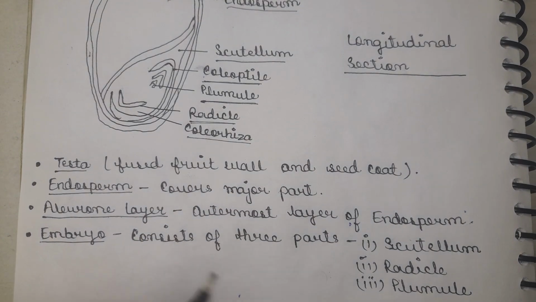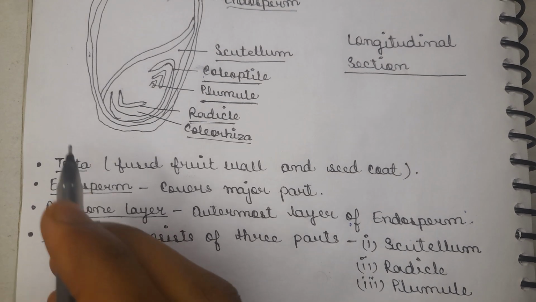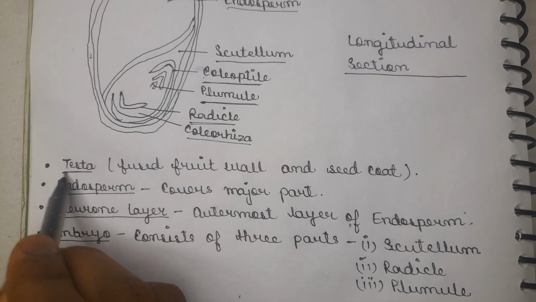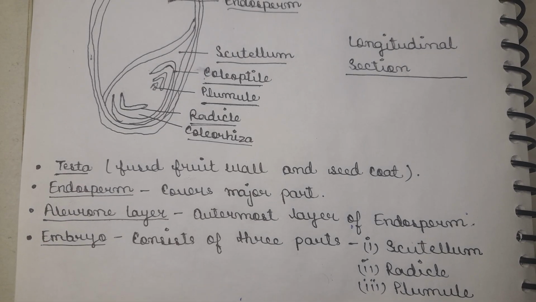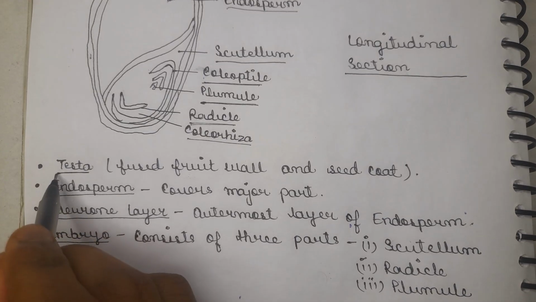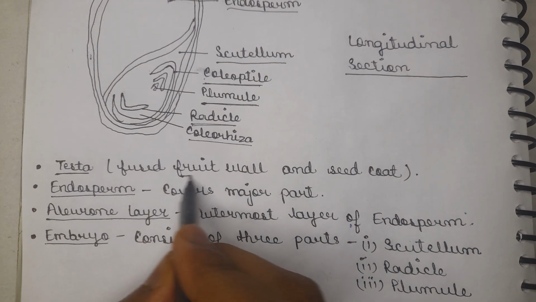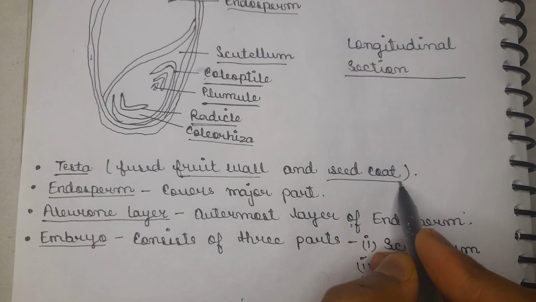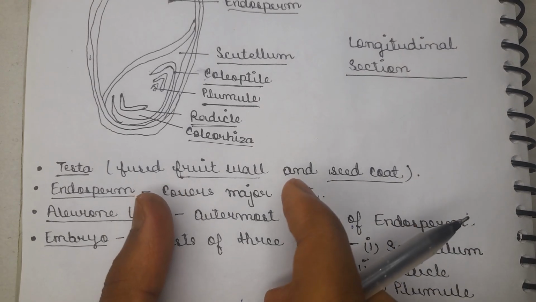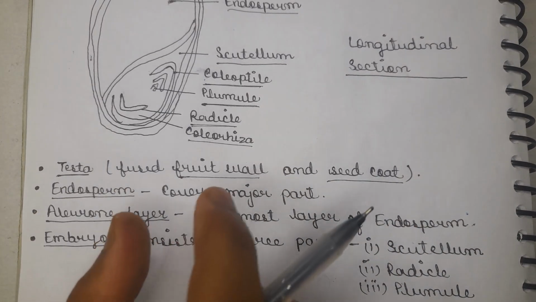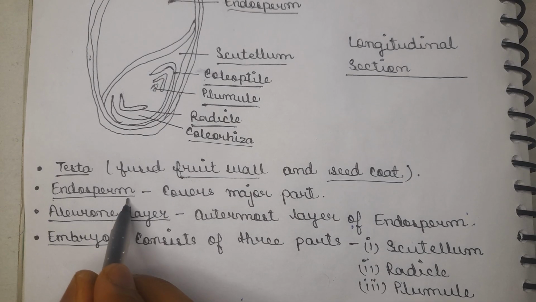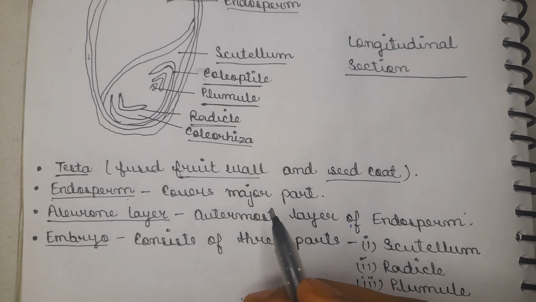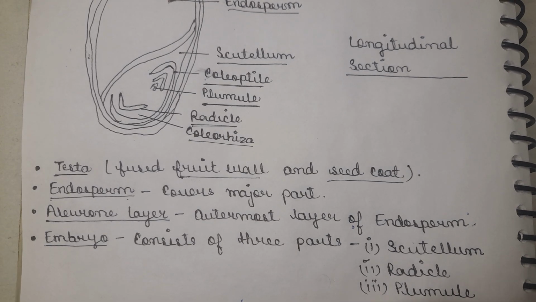Now we will look at the features of this maize grain, or basically the structural components of the maize grain. The first one is the testa. As we have already discussed in the dicotyledonous seed, the testa is a protective layer for the seed. Here also the testa is the fused fruit wall and seed coat that together form a protective layer over the maize grain. The second component is the endosperm. This endosperm covers the major part of the grain, and it is rich in starch.